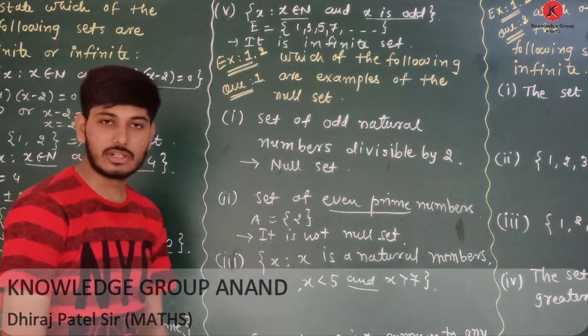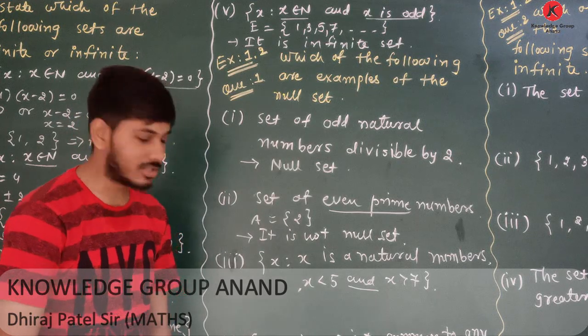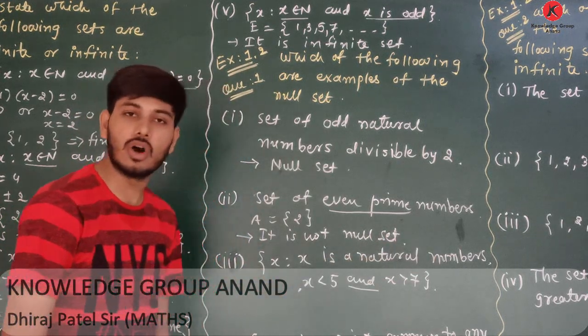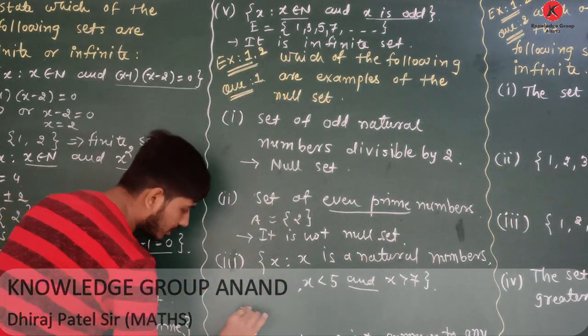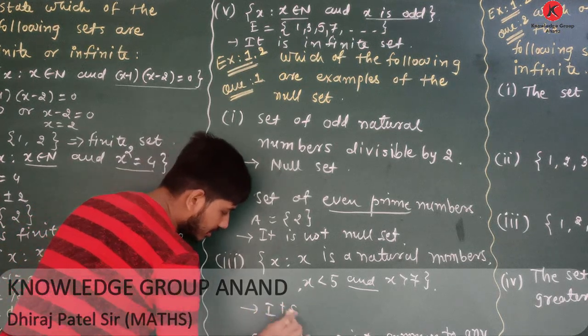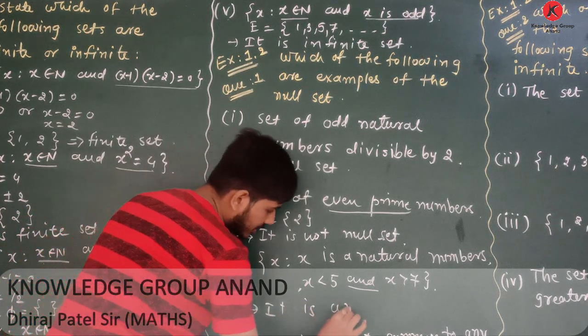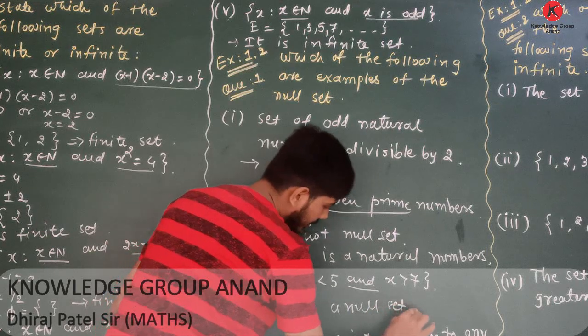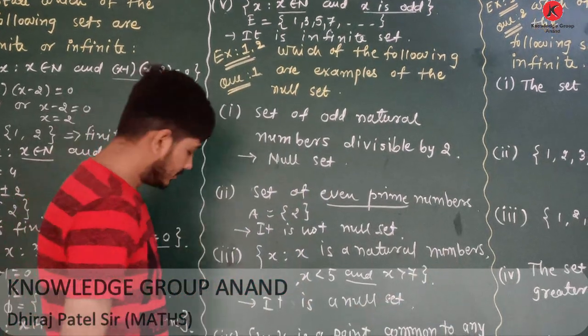Now, there are no elements which satisfy all three conditions. Therefore, it is a null set. Clear? Now, the fourth one.